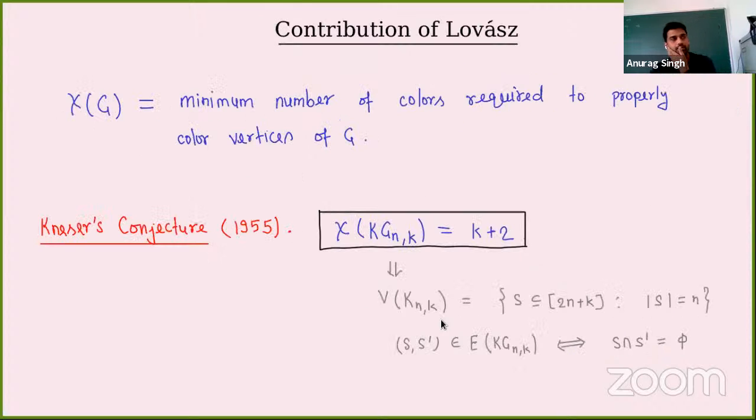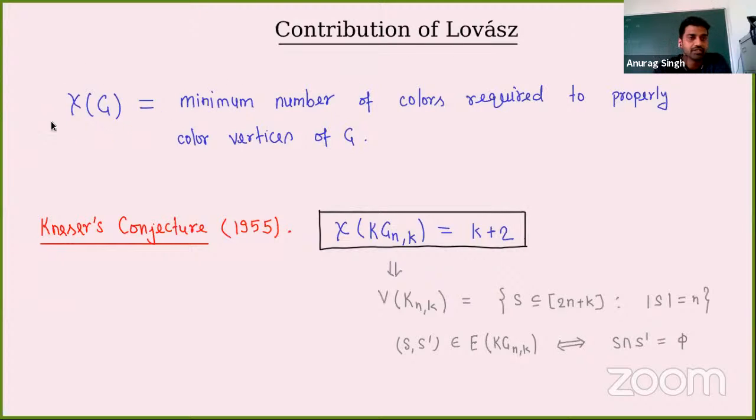Now, this neighborhood complex is important because it was the first complex which was associated with a graph, and it turned out to be the origin of what is now called topological combinatorics. This work was done by Lovász in 1978 or so.